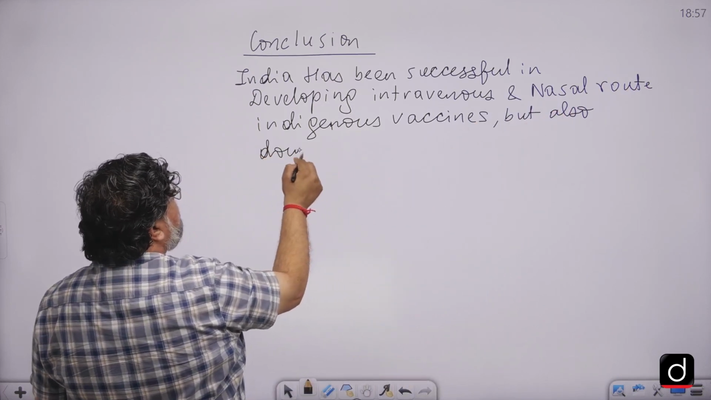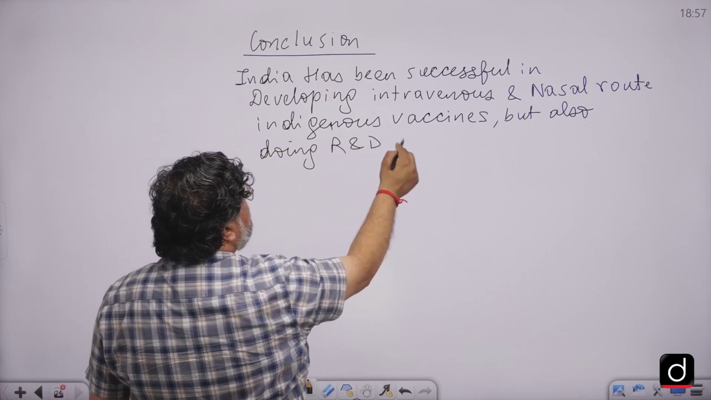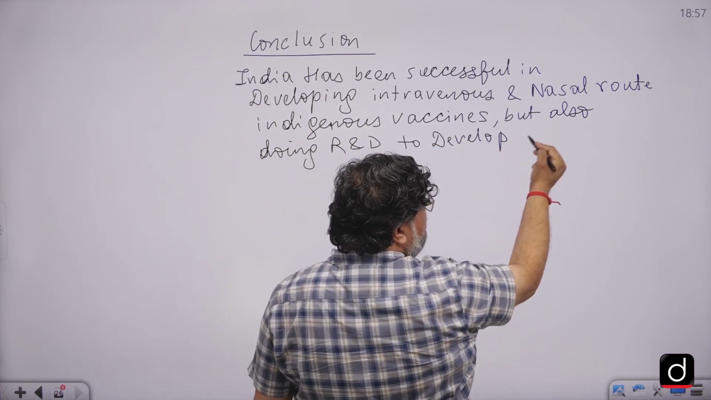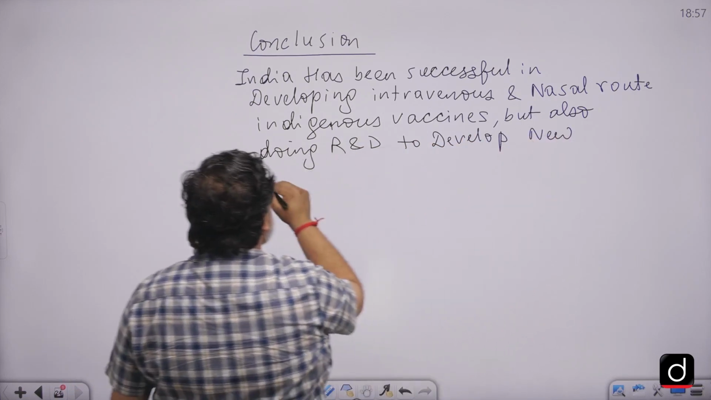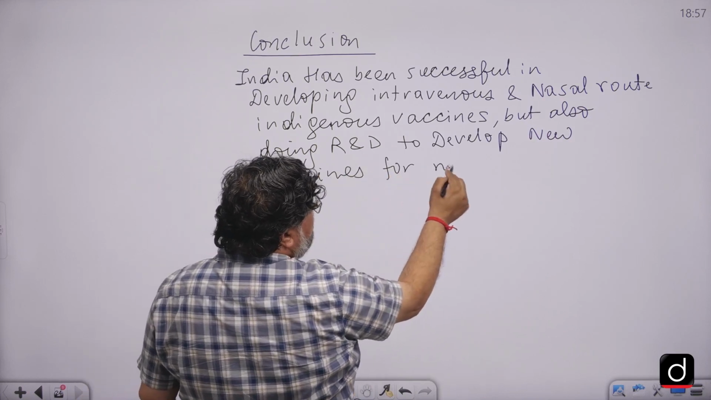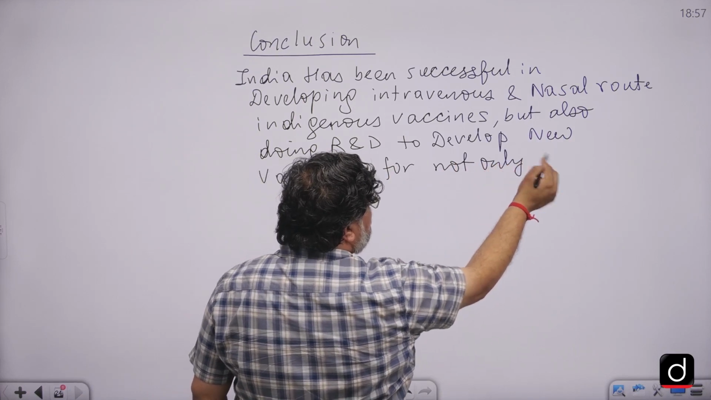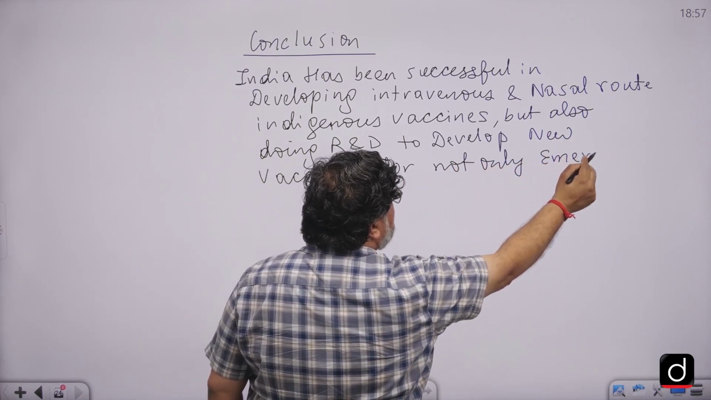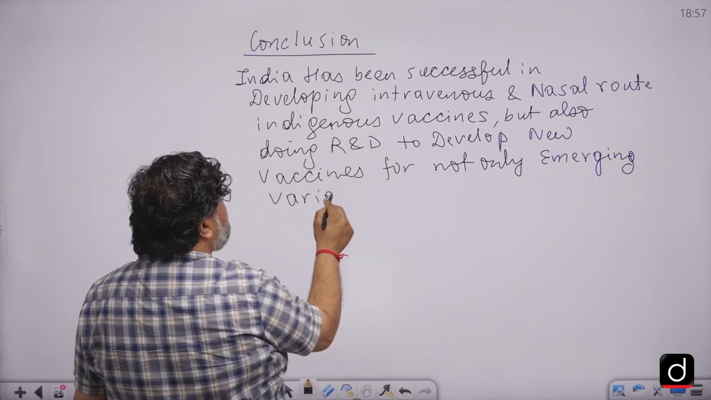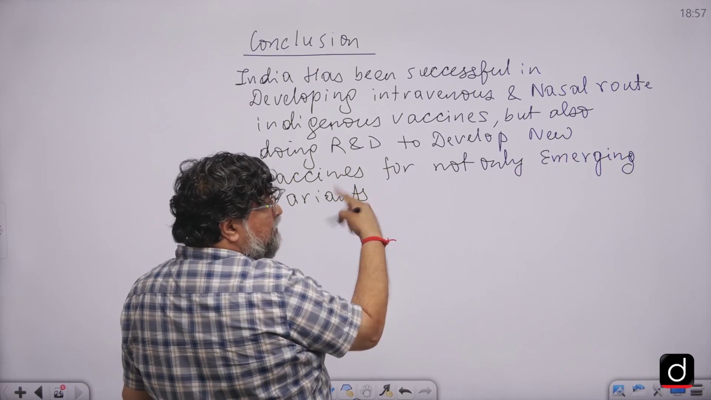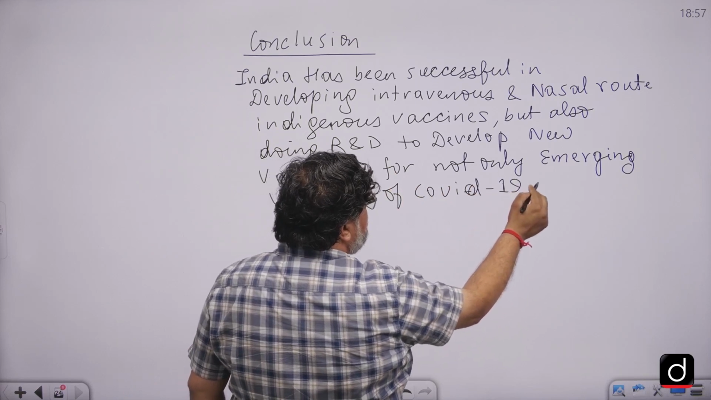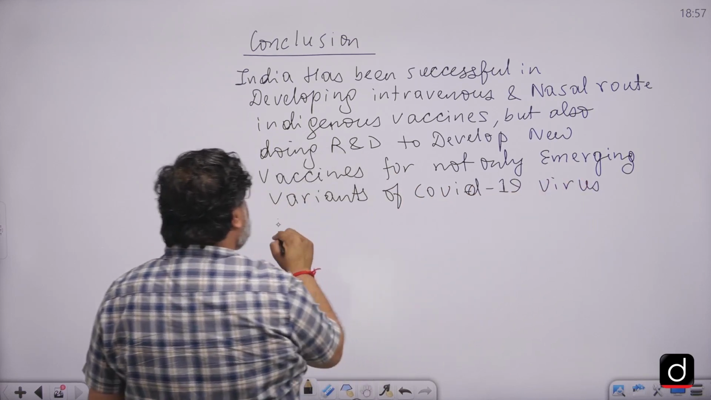but also in doing research and R&D to develop new vaccines, not only for the COVID-19 virus, not only for emerging new variants, new types of mutants on the spike protein of the COVID-19 virus, but also for other diseases.